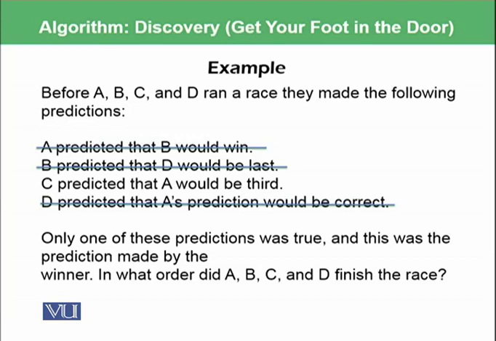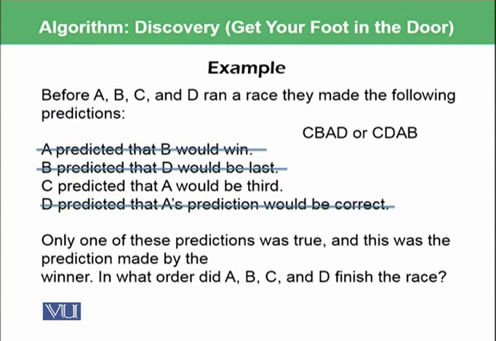that C predicted that A would be third. We also know that C is the winner, because the prediction made by the winner is the correct one as stated by the question. So now we have 2 possibilities. The positions of C and A are settled: C is the winner and A is in third position. But either B is in second position and D is in last position, or D is in second position and B is in last position. So we need to make the choice.